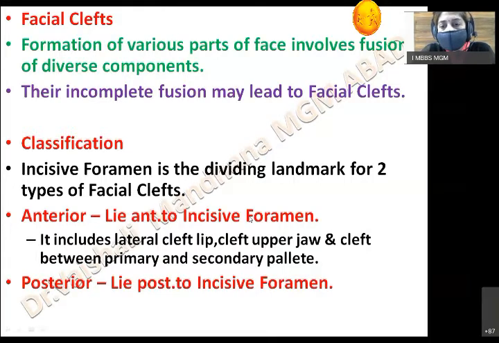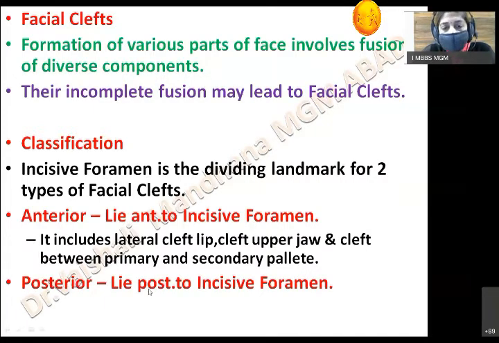It is the incisive foramen. Incisive foramen is present in the palate. We have already seen the premaxilla, that is the primitive palate, and the secondary palate. At the junction of those, you get a foramen called the incisive foramen. Whatever clefts are anterior to the incisive foramen are called anterior facial clefts, and they include lateral cleft lip, cleft of the upper jaw, and cleft between the primary and the secondary palate.